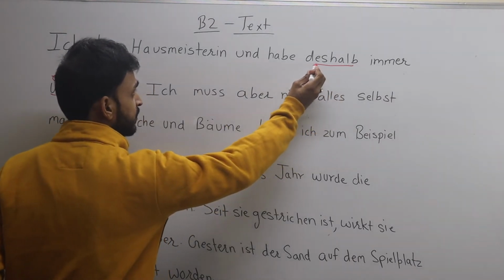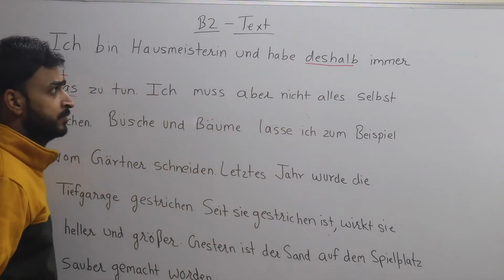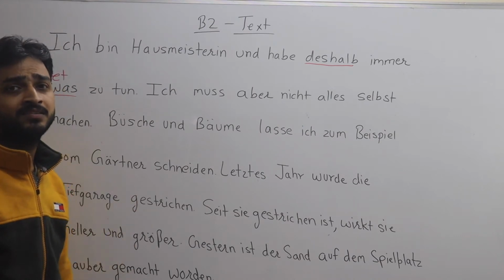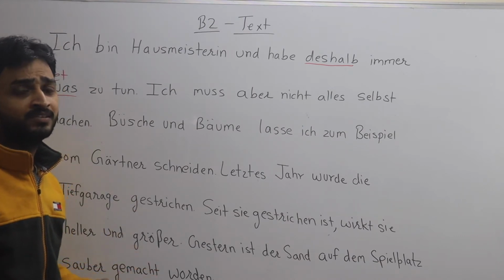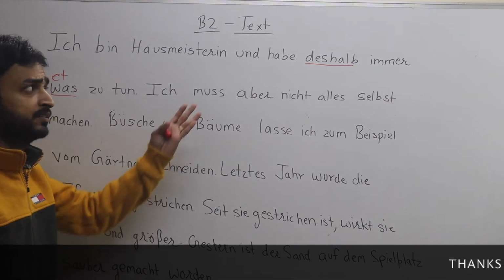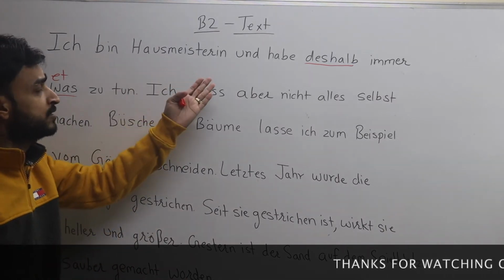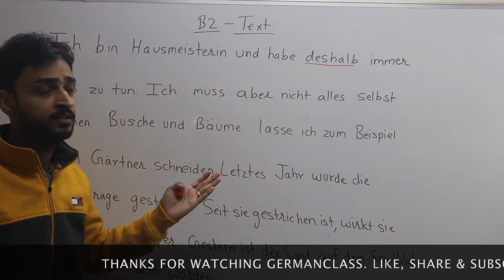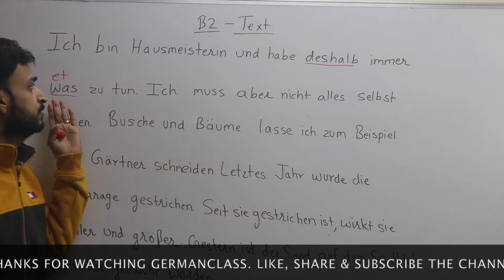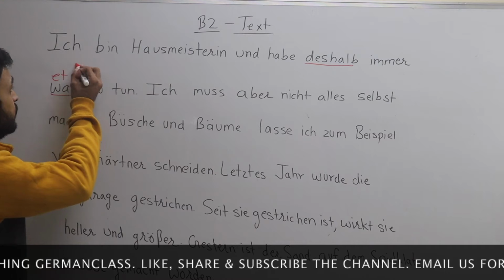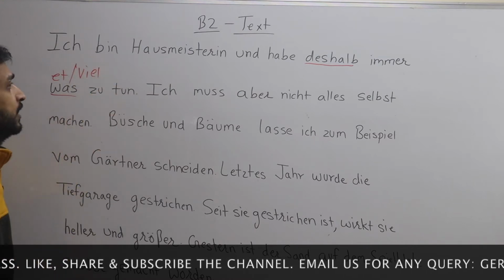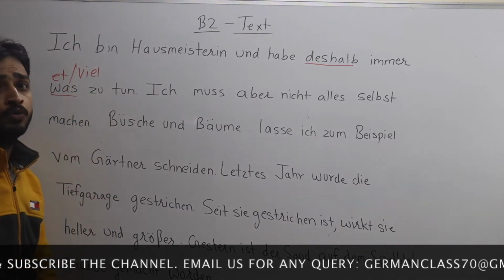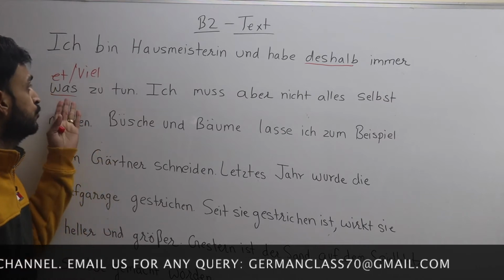Look at the position of deshalb. You can write deshalb in between the sentences. Normally we use it as a connector, but here this is also correct. I am a Hausmeister and I have, that's why, deshalb immer viel zu tun, or you can say was zu tun. And that's why I have always a lot of work to do or something to do.